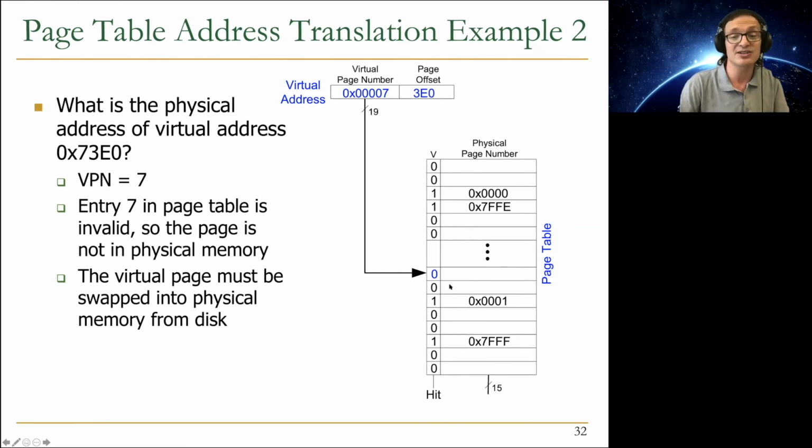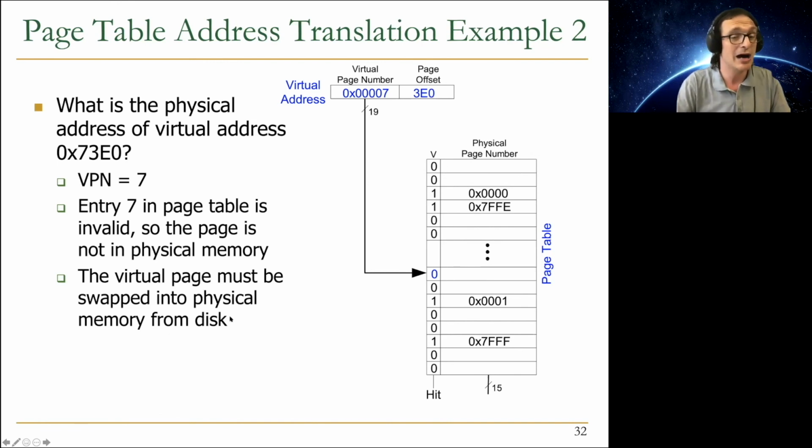So if you look up entry 7 in the page table, the processor does this by accessing memory, and it finds out the page table entry has a valid bit of 0, which means that the virtual page we're looking for is not mapped into physical memory. This is called a page fault. So the virtual page must be swapped into physical memory from disk.